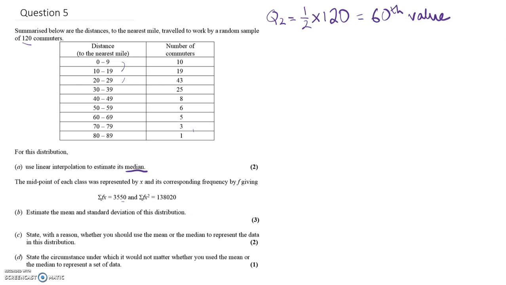Next thing you need to do is work out which class that median lies in. So list the cumulative frequencies down the side. You've got 10, 29, 72, 97, 105. Okay, so the 60th value must be in this class.